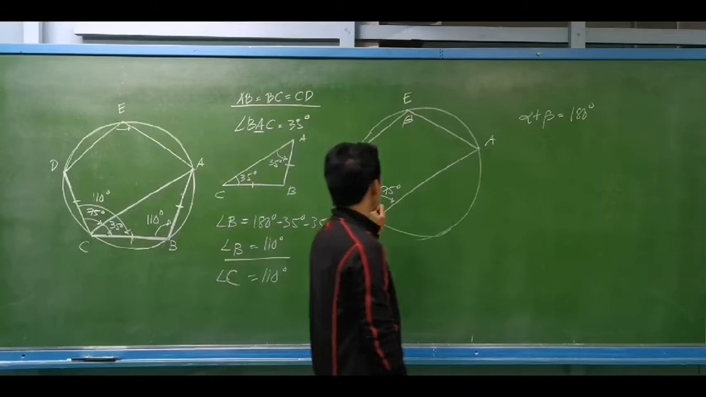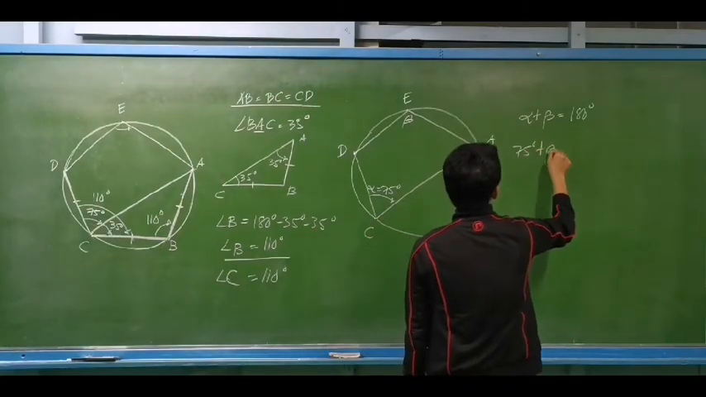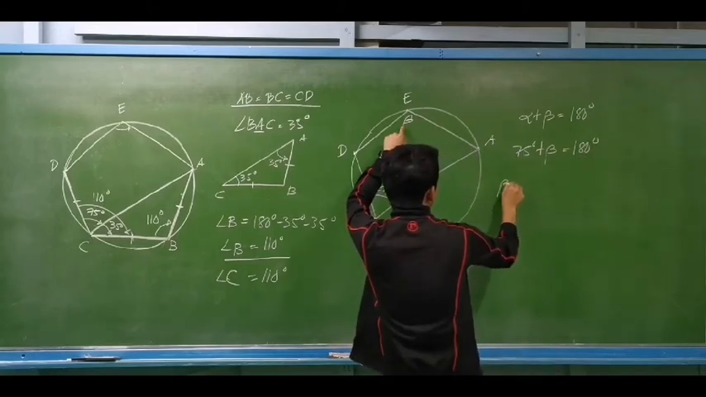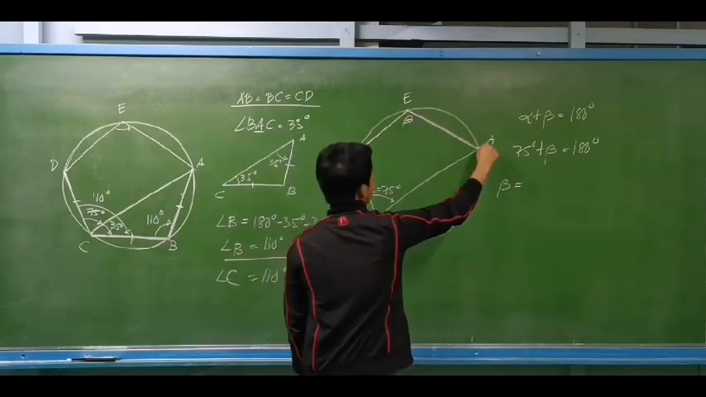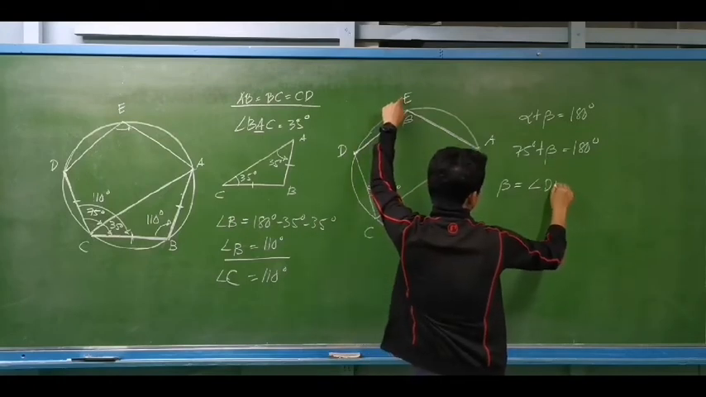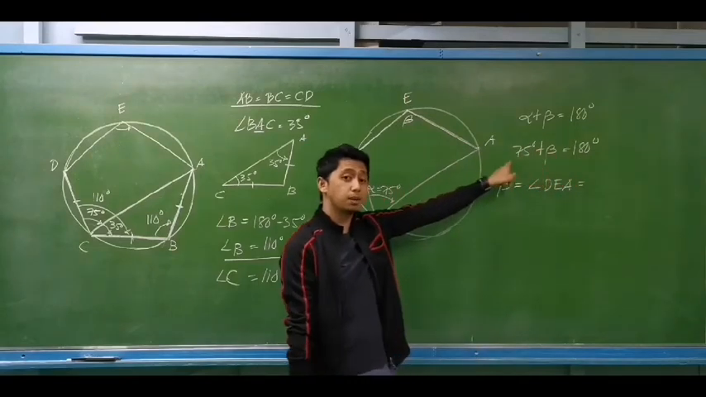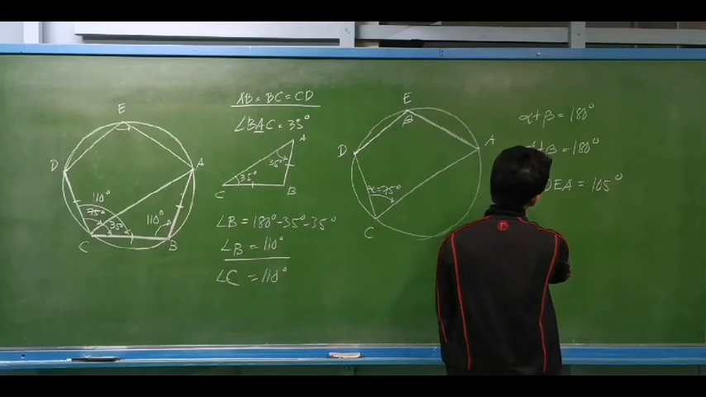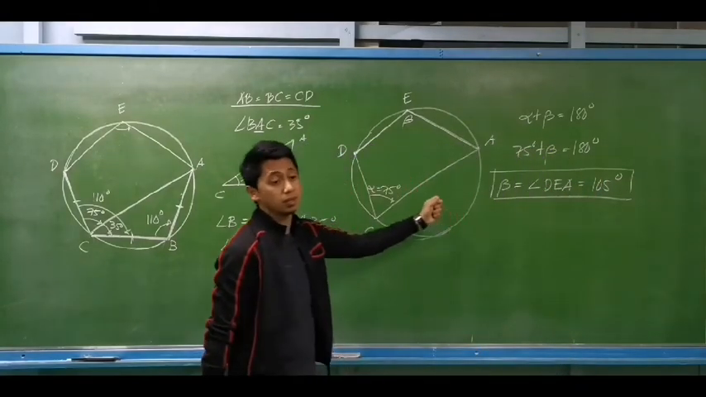So therefore, ano yung alpha natin? This is 75 degrees plus beta is equal to 180 degrees. So makuha natin si beta, kung mapapansin niyo, yung beta na yan is the same as angle D, yung middle letters yung vertex E, A. Equal to, ano yung 180 minus 75? 180 minus 75 is 105 degrees. So therefore, ito yung sagot natin for problem number 21.